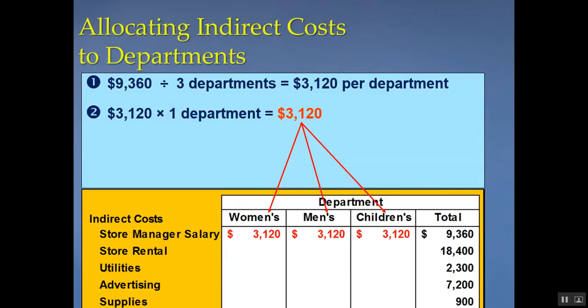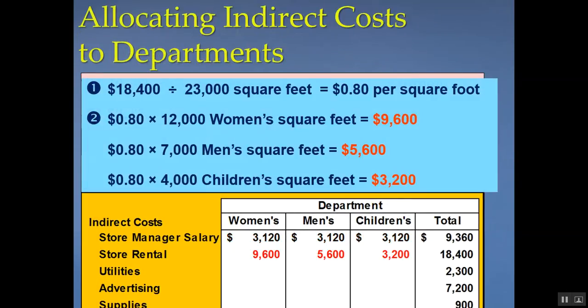So here's what that looks like. That's the store manager salary split equally. Here we know that the total square feet they've given us is 23,000. 12,000 is women's, 7,000 is men's, 4,000 is children. Therefore, we're going to take the total cost of 18,400 divided by 23,000 square feet to get a rate of 80 cents per square foot.